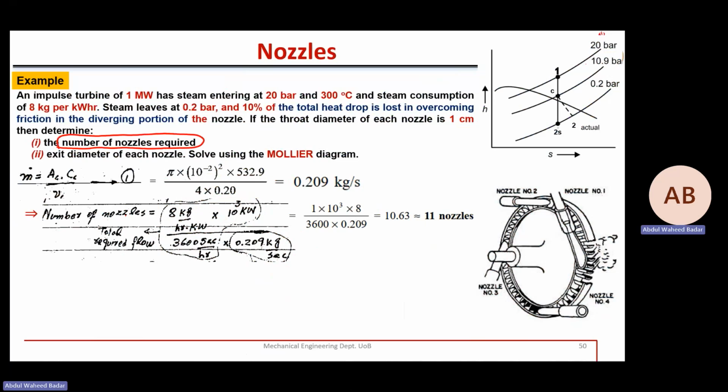Next is to find out the exit diameter, because pressure is not dropped till 0.2. It was dropped up to 10.9. So it's not a convergent nozzle, it's convergent divergent. As you see also here, this is the entrance, here is the throat, and here is the divergent part. If you see this nozzle, the steam is coming from the boiler.